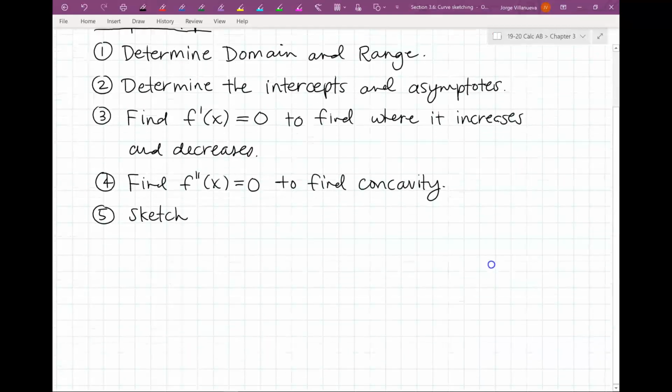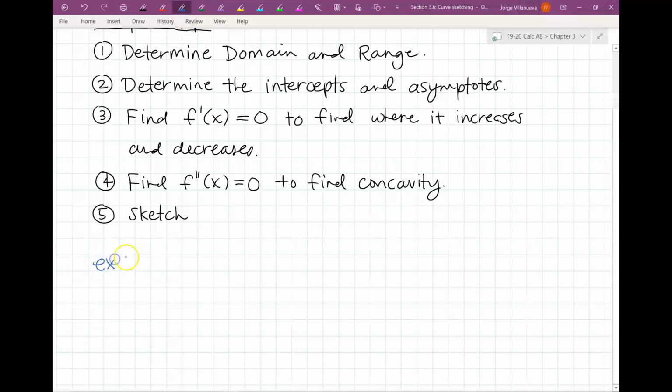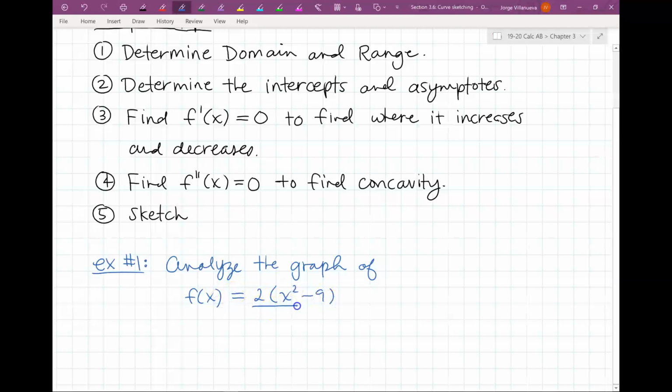So here's example number 1 for us. By the way, there is no new teaching in this lesson. This is all stuff you're supposed to know how to do already, maybe except for the sketch part, but we're going to do that right now. So we're going to analyze the graph of f of x equal to 2x squared minus 9 over x squared minus 4.